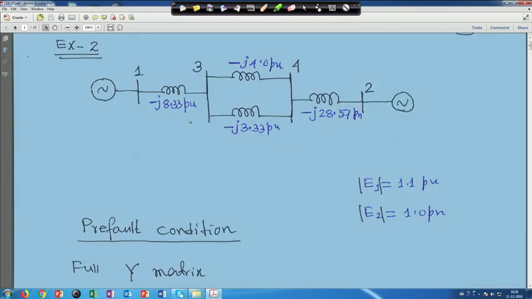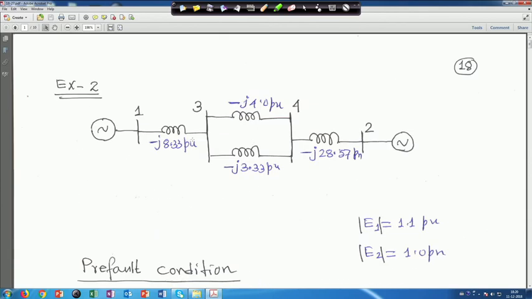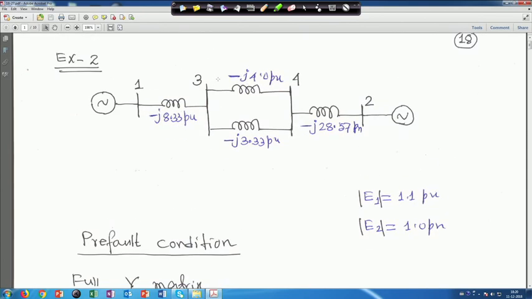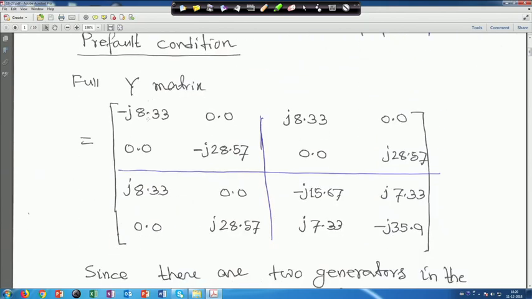So, this is my pre-fault condition, the matrix order will be 4 into 4, because you have a 4 bus system. Finally, we have to reduce it to 2 into 2, and find out the power delivered in the pre-fault, during fault and post-fault conditions. That is why these two voltage magnitudes are given, right. Looking at this, these are all admittances, and you can construct the Y matrix. It is a full Y matrix, the pre-fault condition, a 4 into 4 matrix, right.